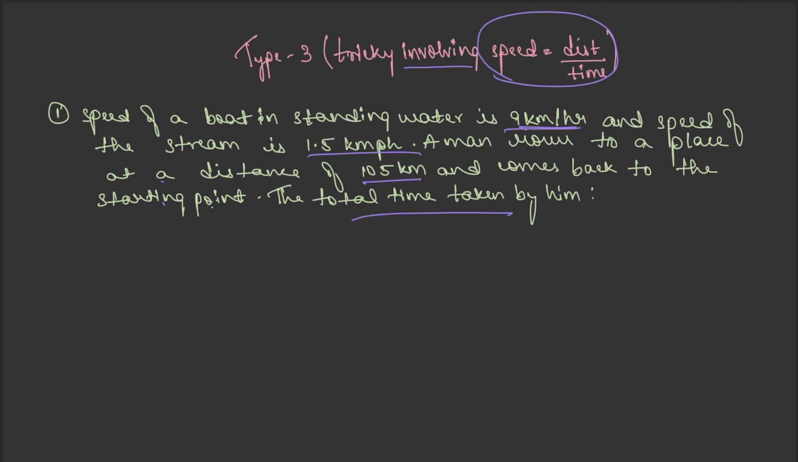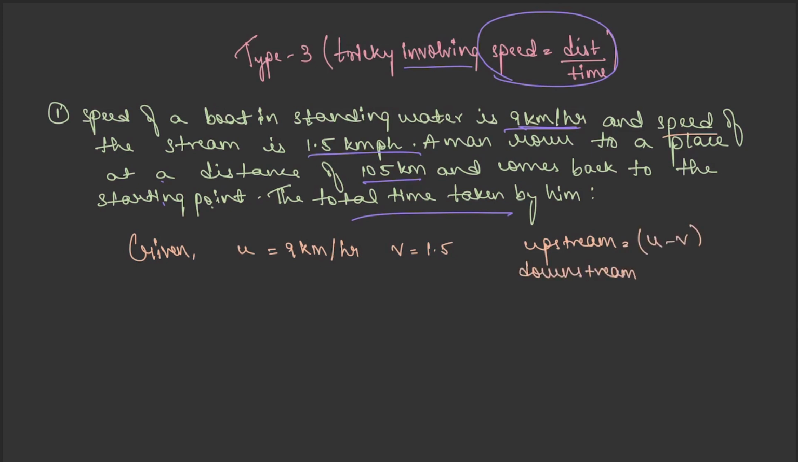Now, let us first write what is given. As we have denoted it earlier that speed of boat in standing water as u, I have directly written that u is 9 kilometers per hour and speed of stream is v, so I'm directly writing it as 1.5. Now, let us find the upstream and downstream. Formulas for upstream, as we've discussed earlier, it is u minus v, and downstream, this means they are in the same direction, so u plus v.